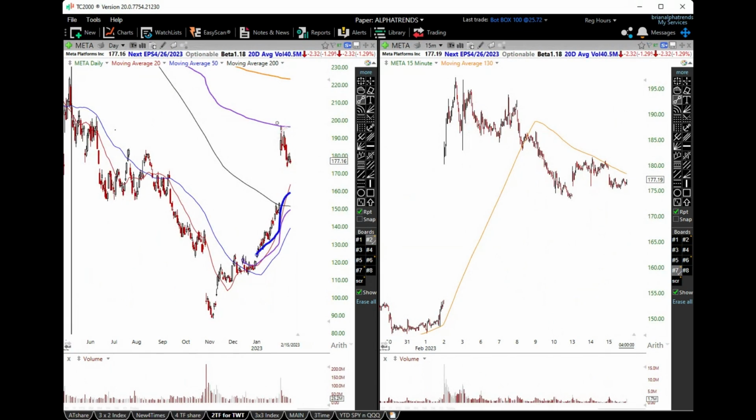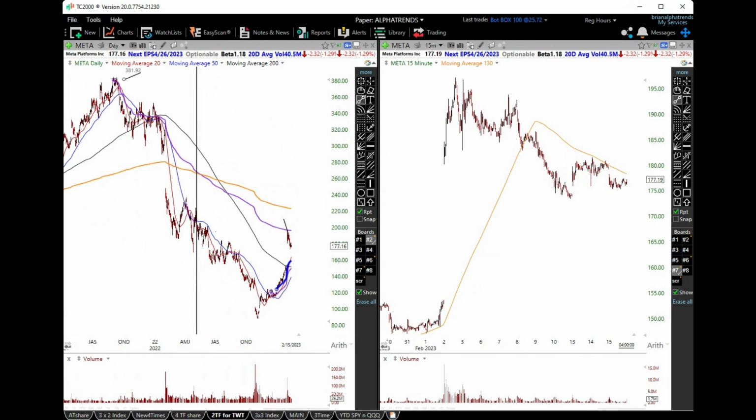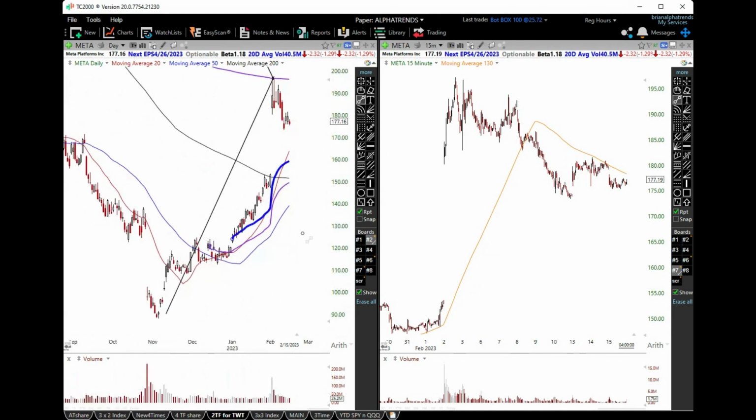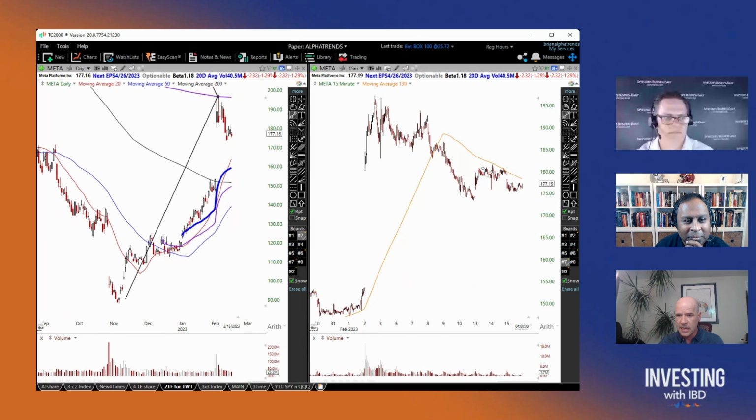similar to the way I called this one, on the day that Meta reported earnings right here. I said, who's buying up here? This is the average price since the all-time high after the stock just doubled. This is not a place to be a buyer. This is a place to be selling.